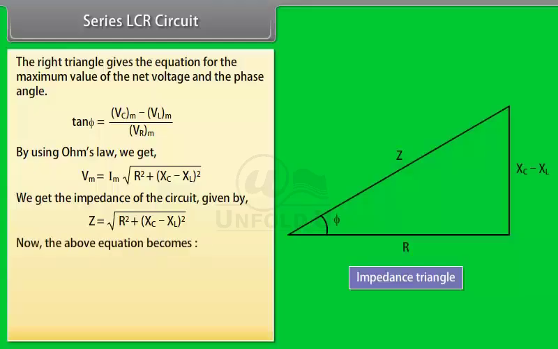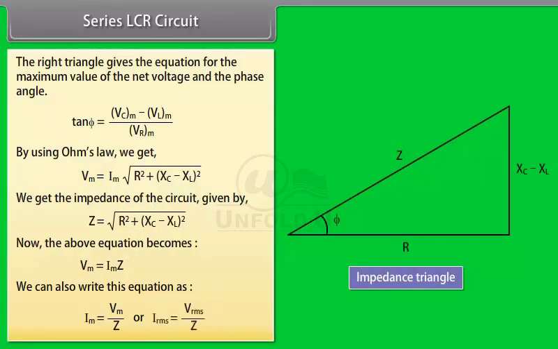Now, the above equation becomes Vm is equal to product of Im and Z. We can also write this equation as Im is equal to Vm upon Z, or IRMS is equal to Vrms upon Z. Phasor diagram solution of series LCR circuit.